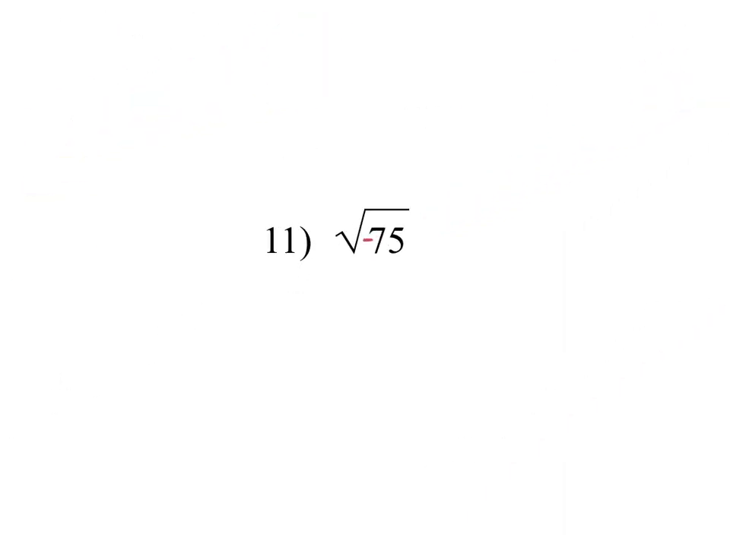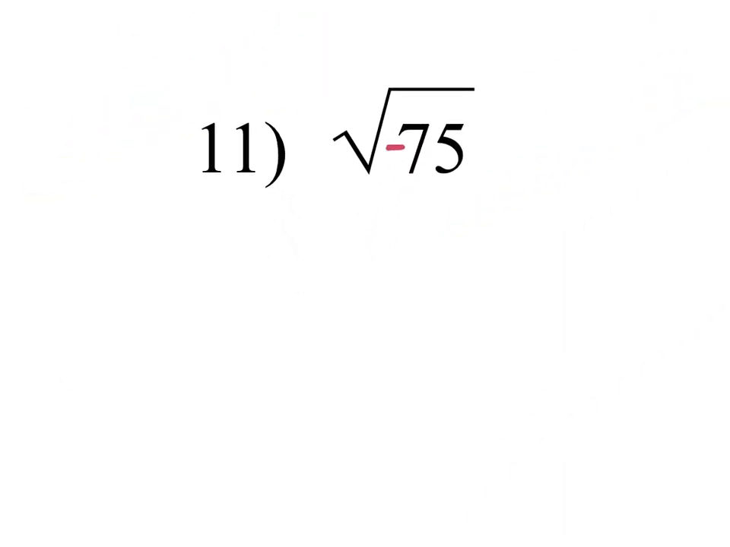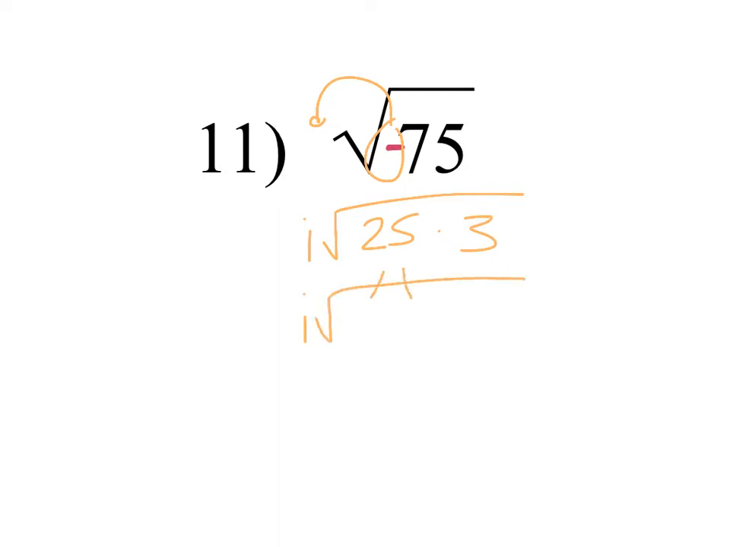Okay, let's look at 11. Are they going to be big numbers like that? Take out the i. 25 and 3. 5 and 5. Why did you do a big number? You guys just did 15 and 5. It's the same thing. It's 5i squared 3. So we take out that 5 and we get 5i square root 3.